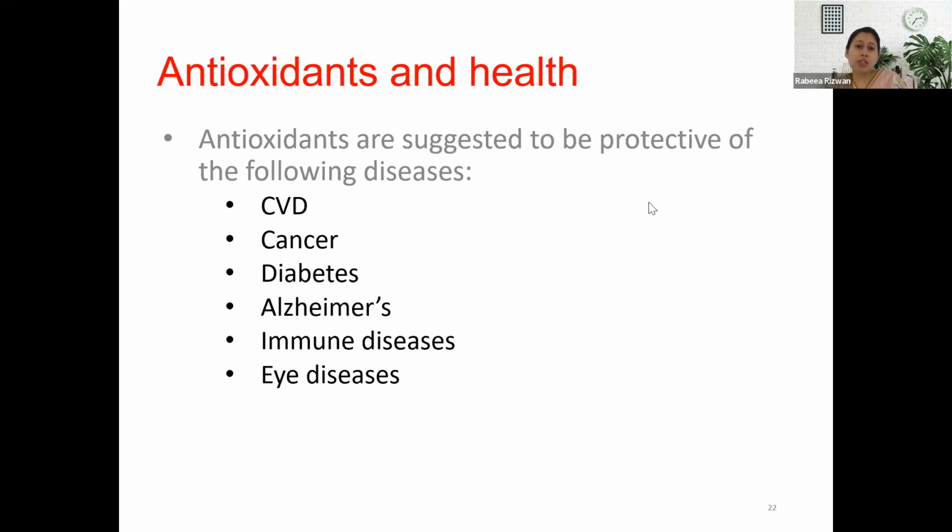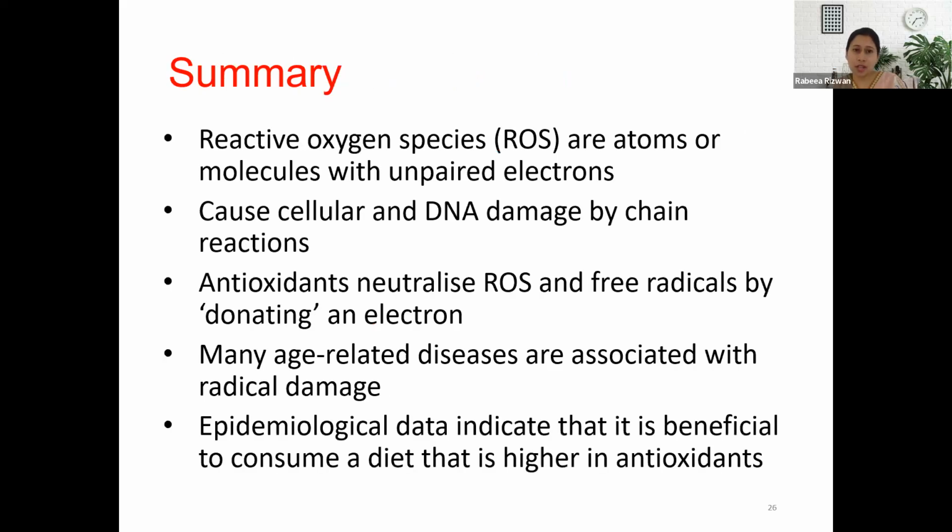So what can antioxidants do to prevent some diseases in our body by fighting the free radicals? Examples are cardiovascular diseases, cancerous growth and cancer inhibition, diabetes, oxidative damage that may cause Alzheimer's disease, reducing the chances of having Alzheimer's, some immune diseases to make our immunity stronger, and eye diseases like cataract.